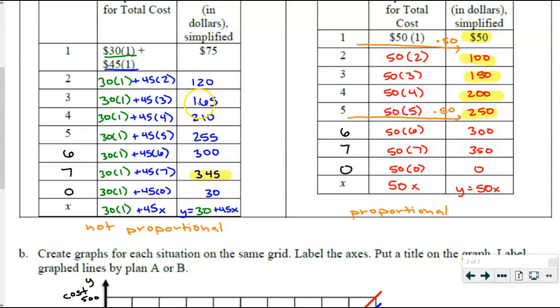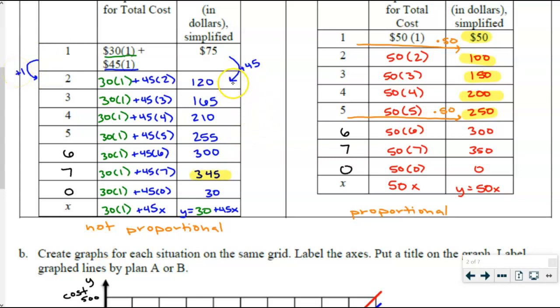Even though it's not proportional, we see a consistent pattern. We see a constant rate of change. Take a look at this. How is that 75 changing to 120? This time we can't do it with multiplication. What's the difference? How much am I adding to 75 to get it to be 120? Carter? $45. Why did I add $45? Because we rented it for 1 extra hour.